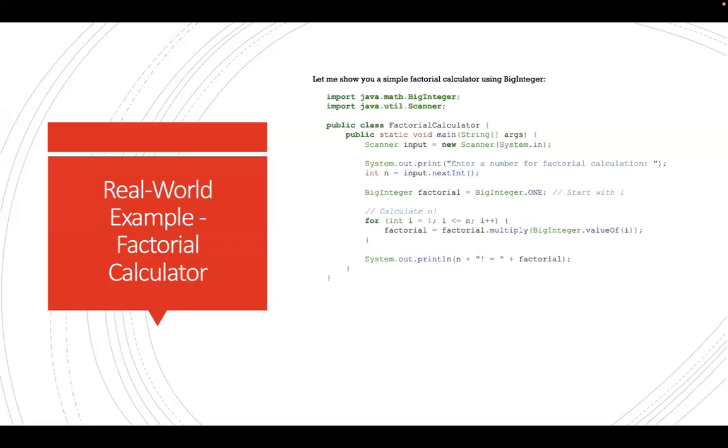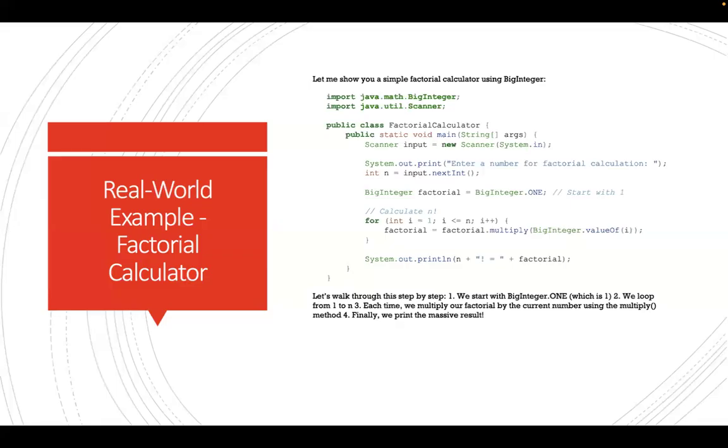Let me show you a simple factorial calculator using BigInteger. Let's walk through this step by step. We start with BigInteger.ONE, which is 1. We loop from 1 to n. Each time, we multiply our factorial by the current number using the multiply method. Finally, we print the massive result.